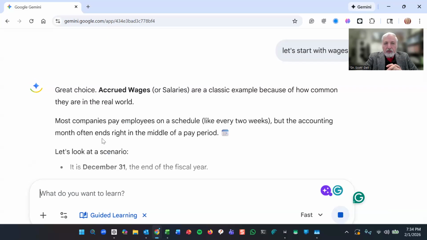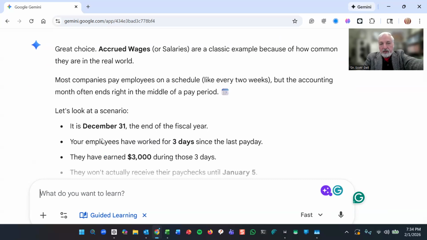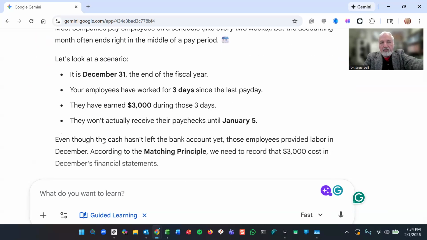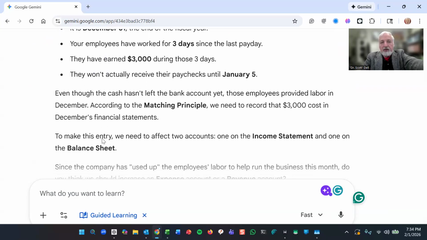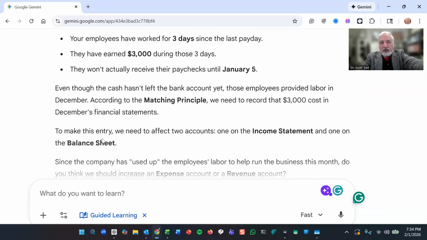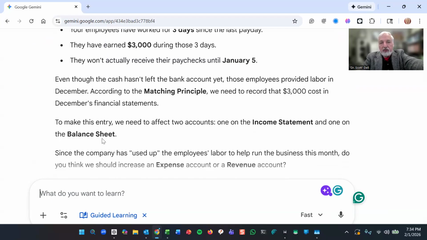Accrued wages, or salaries, are a classic example because of how common they are in the real world. Most companies pay employees on a schedule, like every 2 weeks. So on December 31, the end of the fiscal year, your employees have worked for 3 days since the last payday. They've earned $3,000 in those 3 days. They won't actually receive paychecks till January 5.